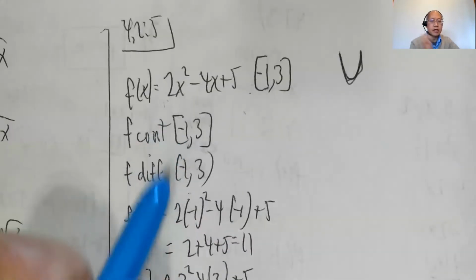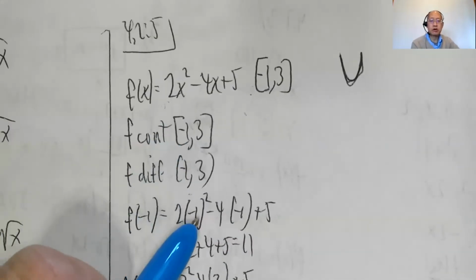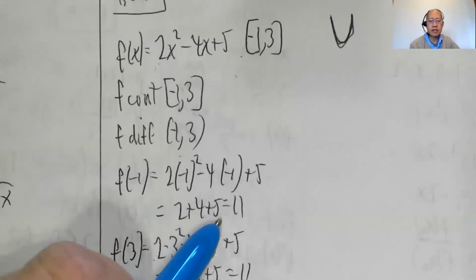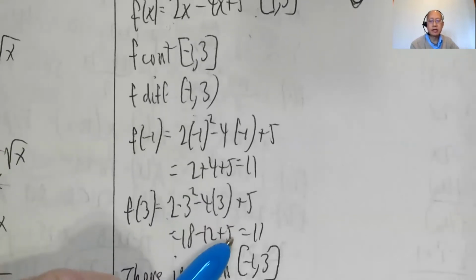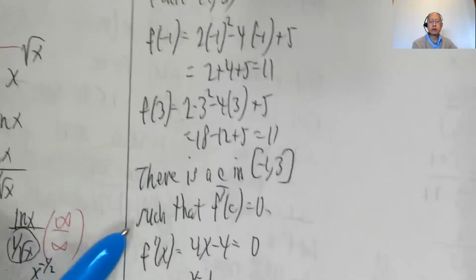Okay, f of negative 1, plug in negative 1. Get 2 times negative 1 squared minus 4 times negative 1 plus 5. That's 11. Plug in 3, 2 times 3 squared minus 4 times 3 plus 5. It's also 11. Okay, so Rolle's theorem applies.